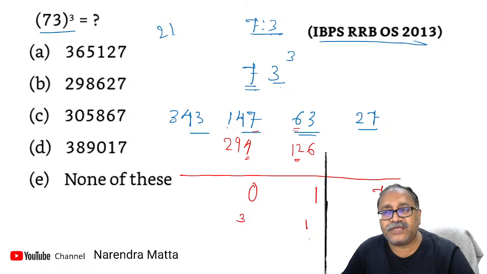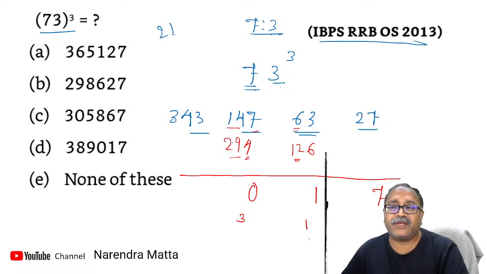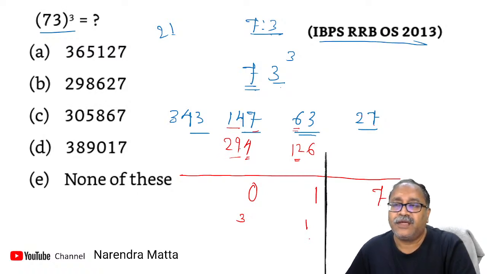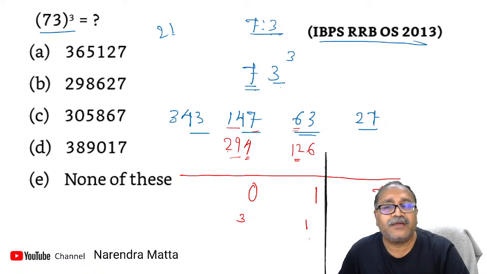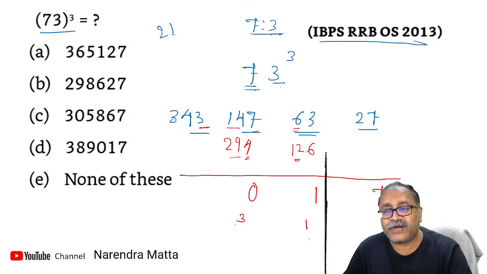Then what do we do with this 14 and 29? That will be carried forward. So 14 plus 29 is 43, and 43 plus 3 is 46. 46 plus 3 is 49, carry 4.